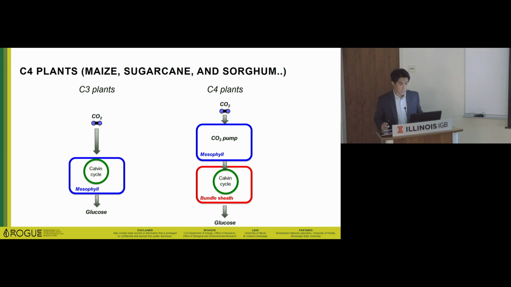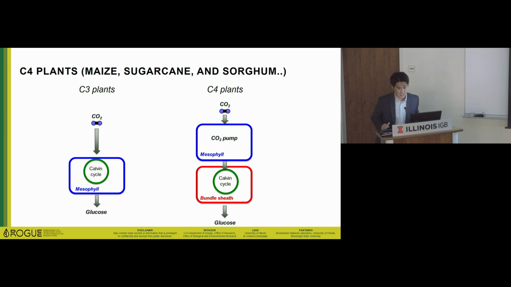In C4 plants, including sugarcane, maize, and sorghum, they have two different cells. One is the mesophyll, and the other is the bundle sheath cell. In a C4 plant, they capture CO2 in the mesophyll cell, raise the CO2 concentration by using their specific C4 enzyme, and then send it to the bundle sheath cell, where they do the photosynthesis and make glucose.